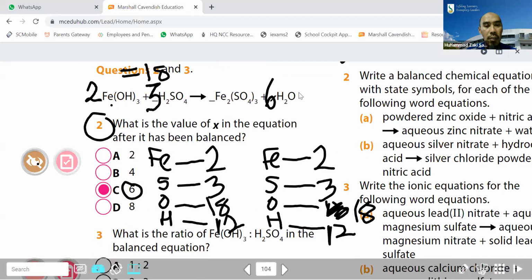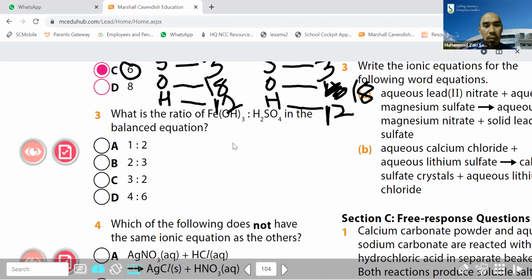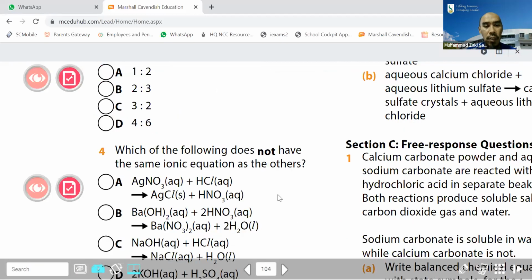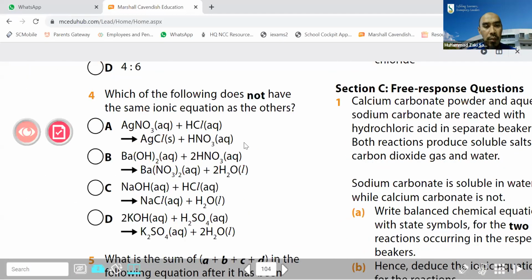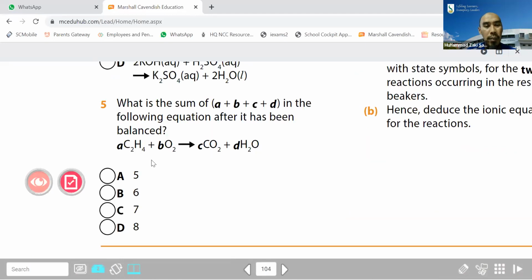Number 3. This one, no need. This one I need the equation, haven't done. This one is the balancing, right? Still under balancing equations. So you need to put the numbers in. So the answer should be D, right?